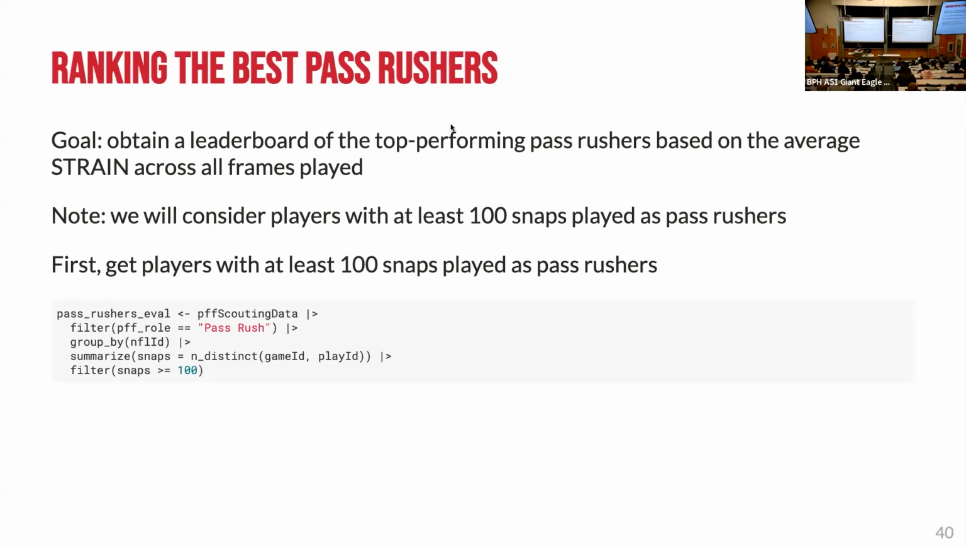So what we do next is we want to rank the best pass rushers according to our metric. Our goal is to obtain a leaderboard of the top performing pass rushers based on the average strain across all frames and plays, across this 8-week period provided by the data. A quick note here: we only consider the players with at least 100 snaps played as pass rushers throughout this 8-week period. So the first task I did here is I got these players with at least 100 snaps played as pass rushers, just a quick filter using the scouting data, and we can identify those that played at least 100 snaps.